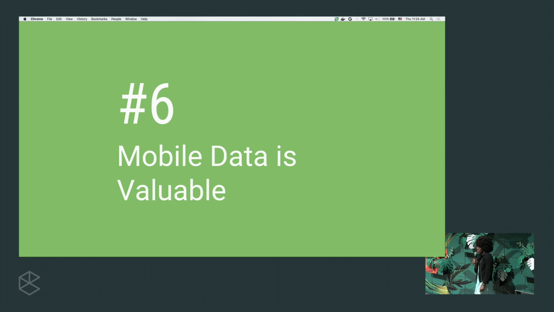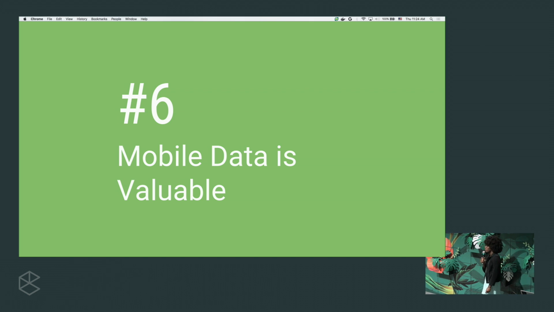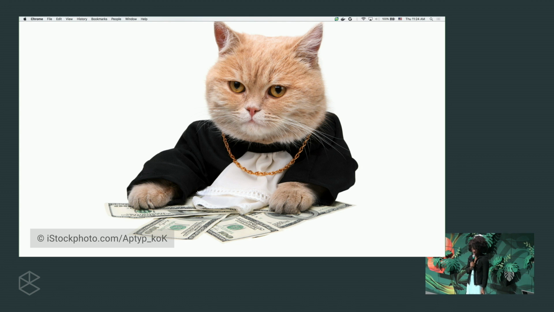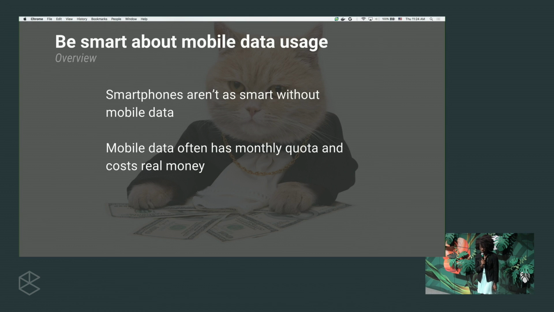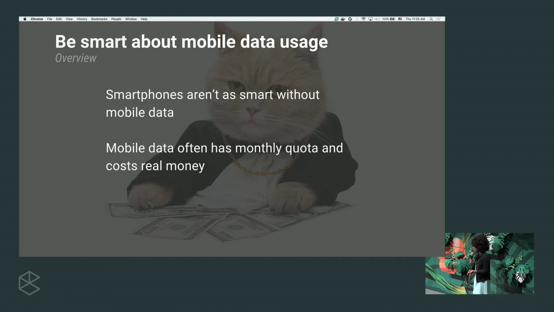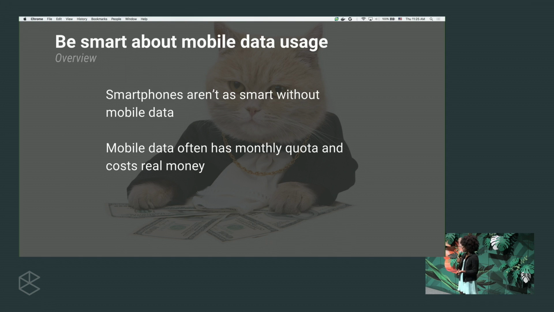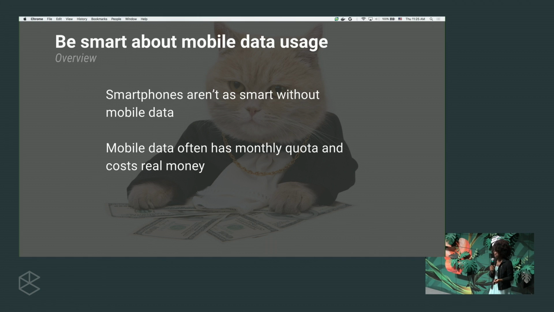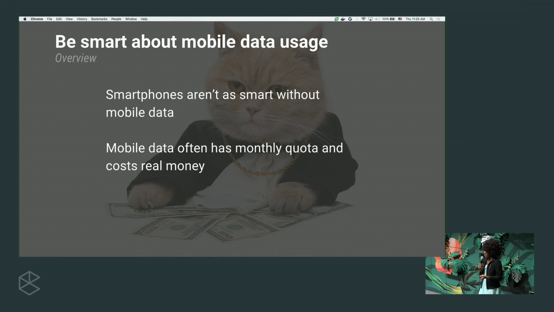So the first one, mobile data, it's very, very valuable. Mobile data is money, like this cat clearly knows. But really, what does this mean? So if you think about a smartphone, you can have a smartphone, but if it doesn't have data or any kind of connection to the internet, it's essentially a brick. You can't really search for anything. You can't really use it to navigate. You can't use it to find information. You can't use it to talk to friends. So it's useless without data.